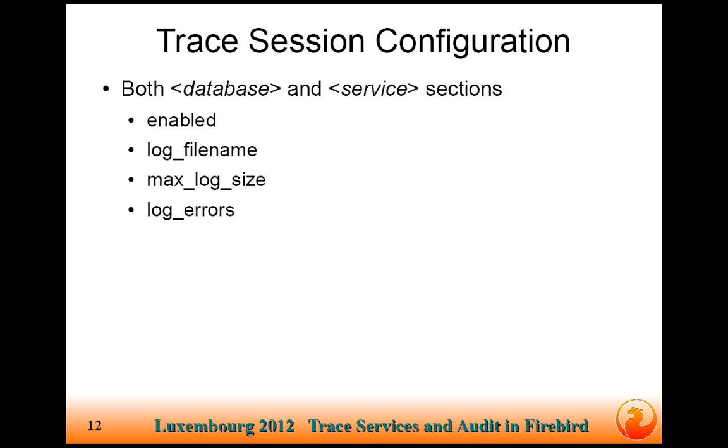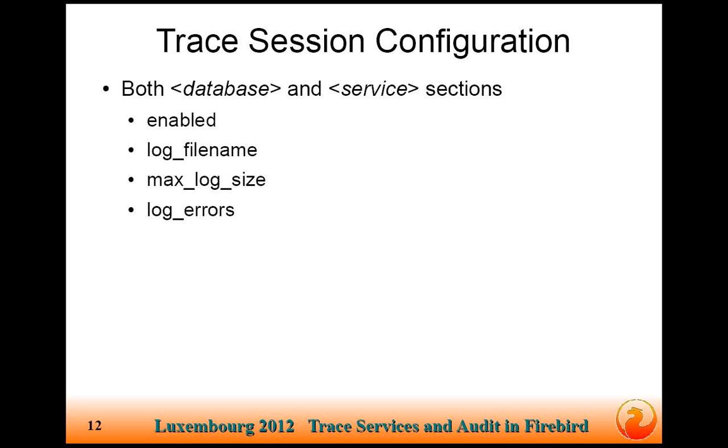Well, there are a few parameters which are common for both the database and services sections. Common in the sense that both sections will have parameters with these names. The parameter enabled sets whether we want to enable or disable tracing of a particular database or services. For example, if you don't need to trace services and you want to trace only database attachments, you create the services section and put enabled false, and that's all. You will not see events about the services.